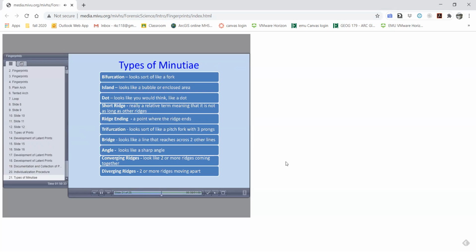A trifurcation looks sort of like a pitchfork with 3 prongs. So tri, 3 prongs, bi, 2 prongs. A bridge looks just like a bridge. It's a line that reaches across 2 other lines. An angle looks like a sharp angle. There are converging ridges, and they look like 2 or more ridges coming together, and diverging ridges, which is 2 or more ridges moving apart. Now this sounds simple, but imagine trying to look at this all in one fingerprint.